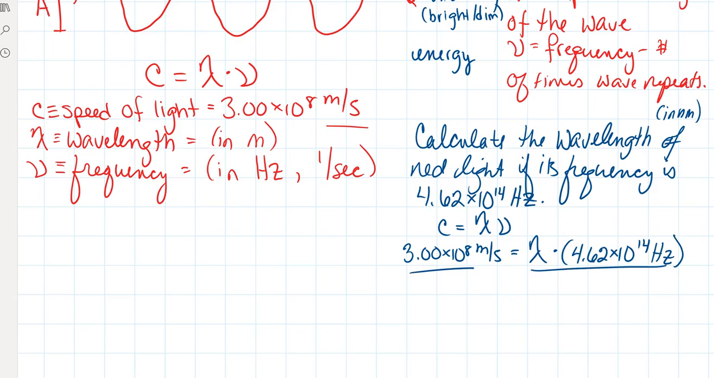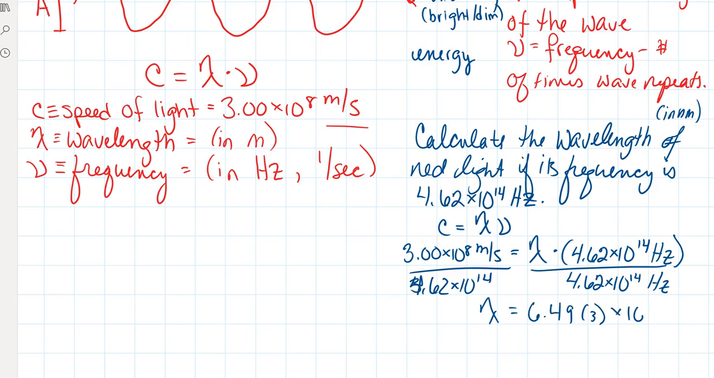And so when I divide both sides by 4.62 times 10 to the 14 hertz, we end up with a value that is close to... let me get my math. After doing the math, we see that lambda comes out to be 6.493 times 10 to the negative 7th. And that comes in meters.